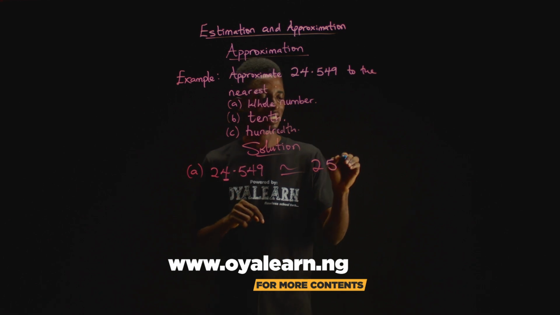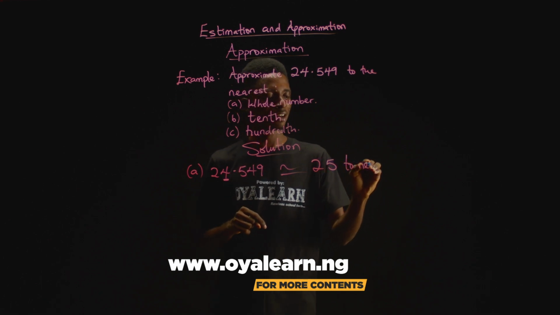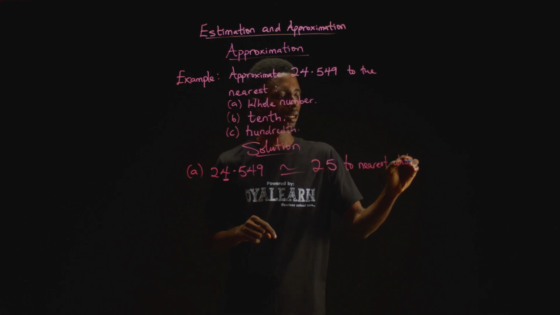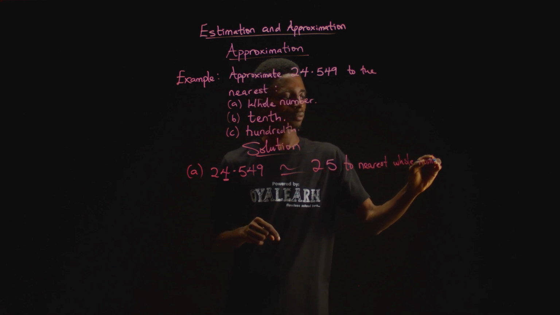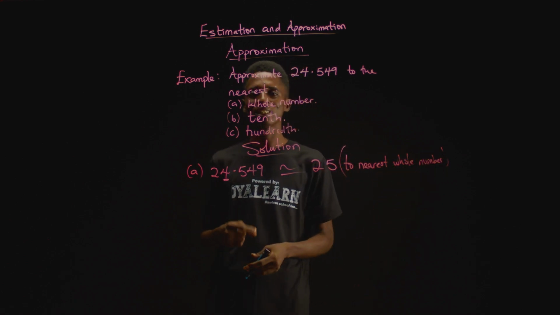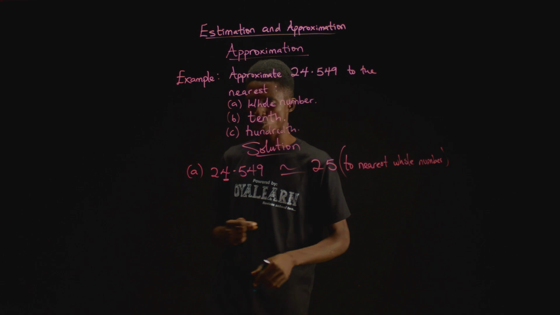So since it is a 5, we round up and increase 4 by 1 to become 25. And this is to the nearest whole number. Always write the degree of accuracy that you have approximated to.